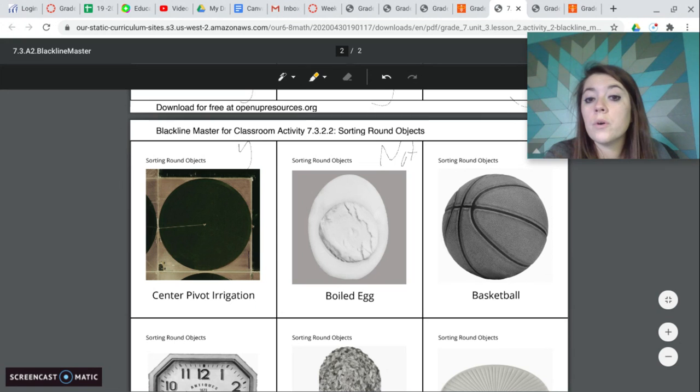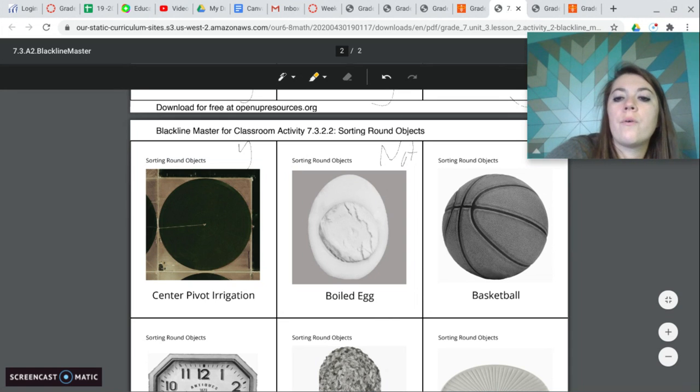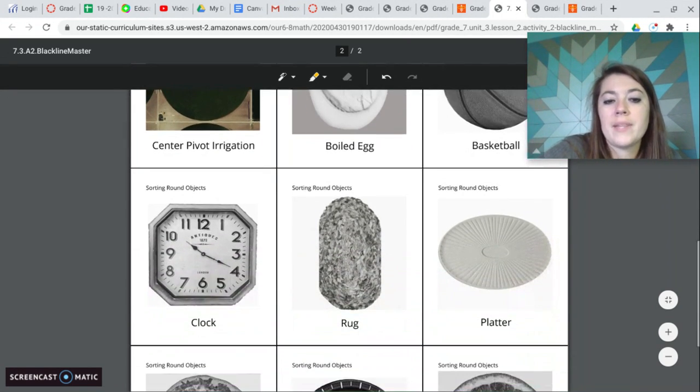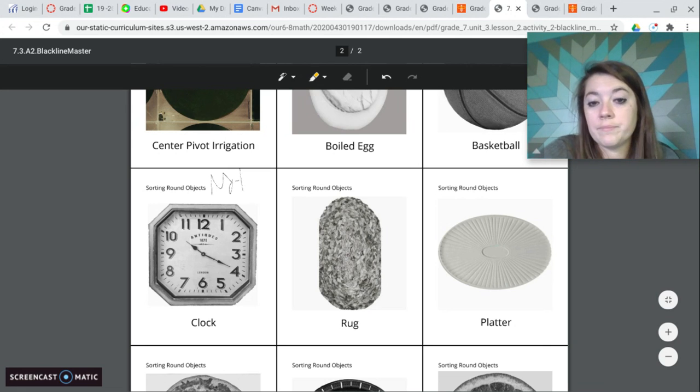If we're looking at the yolk, then it's closer to being a perfect circle, but not. What about the basketball? So looking at it as a two-dimensional figure, it looks perfectly circular, but it's really three-dimensional. So not circular. What about the clock? Definitely not. It's a 1, 2, 3, 4, 5, 6, 7, 8. It's an octagon. Not even a regular octagon at that.